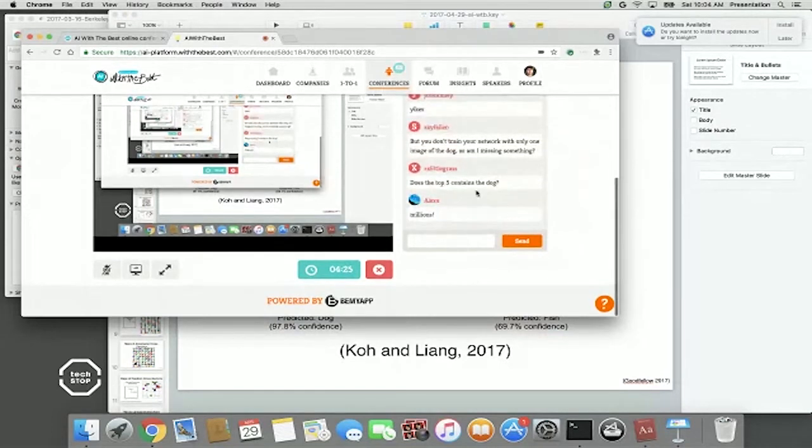I actually don't know if the dog is in the top 5, but because it has about 70% confidence that the image is a fish, then we know that it has 30% confidence or less that it's a dog.